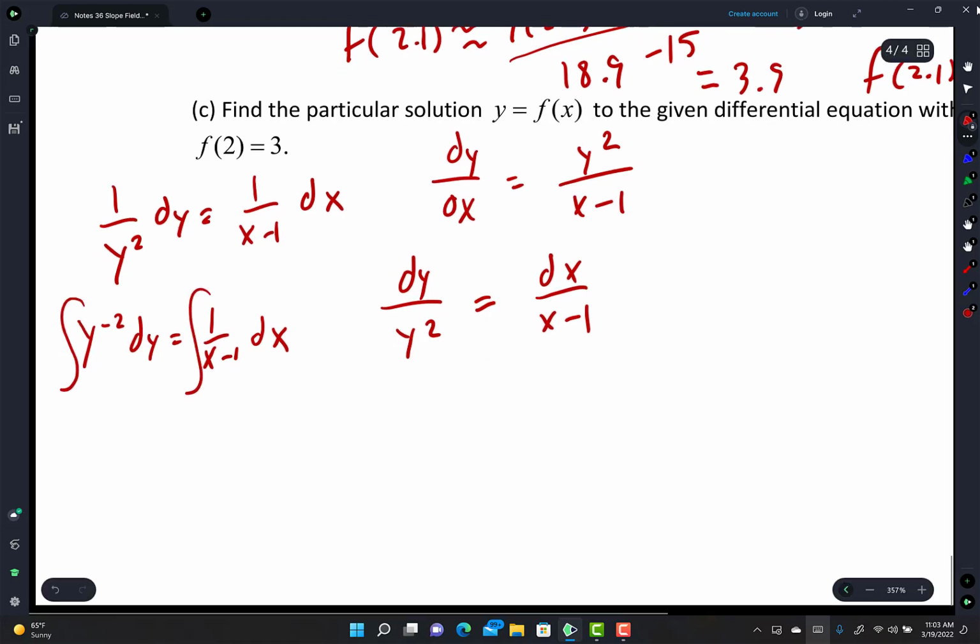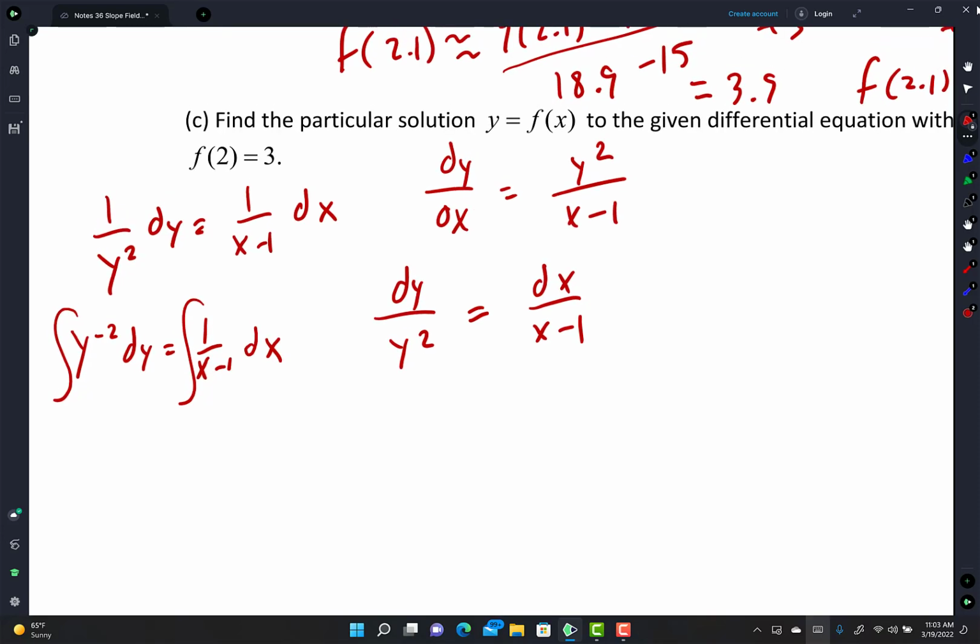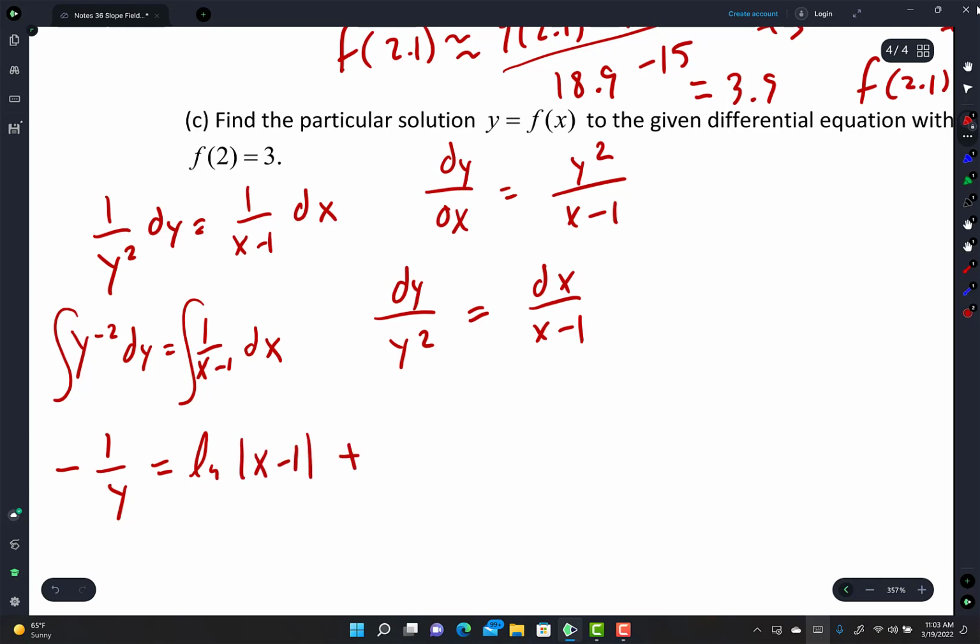I'm going to do the integral. What's the antiderivative of y to the negative 2? Perfect. Equals, what's the antiderivative of 1 over x minus 1? ln x minus 1, put absolute value, plus c. I think this is a good location to solve for C. We're no longer doing calculus. Now we're just doing algebra. What is my x value? What is my y value?